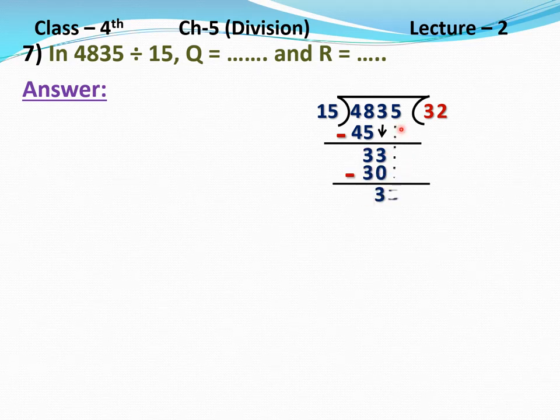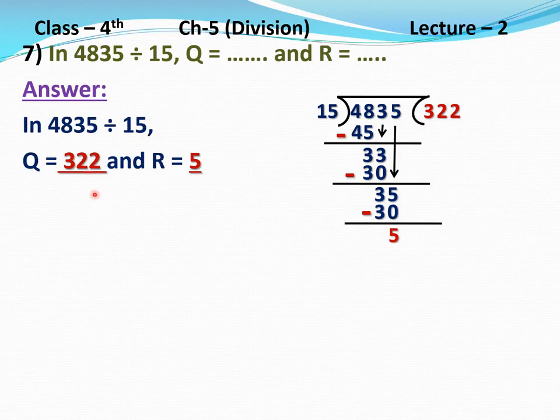Write 0 here. Now take next number, that is 5. The number will be 35. Now again multiply. See, 15 multiply 2 equal to 30. Now we will do subtraction. 5 minus 0, 5. Write 5 here. And 3 minus 3, 0. Write 0 here. Now see, quotient is 322 and remainder is 5.